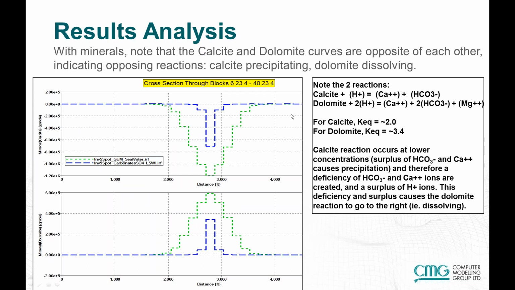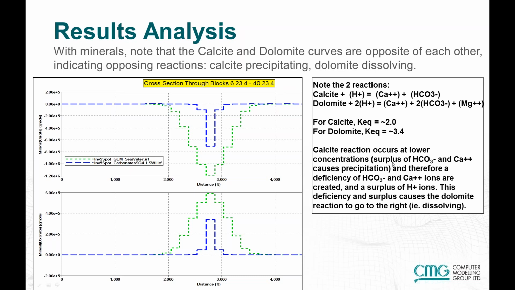So again, if we try to analyze that in detail, we look at the two reactions of calcite and dolomite, we see that they're quite similar. The only difference being dolomite has the magnesium in there, but the main difference in this case is going to be the equilibrium constant. So for calcite, it's around 2. For dolomite, it's about 3.4. And because of that, the calcite reaction occurs at lower concentrations.